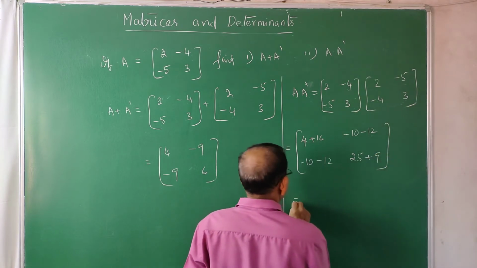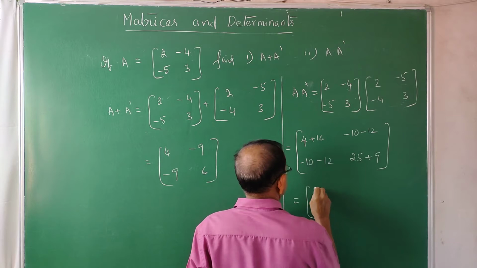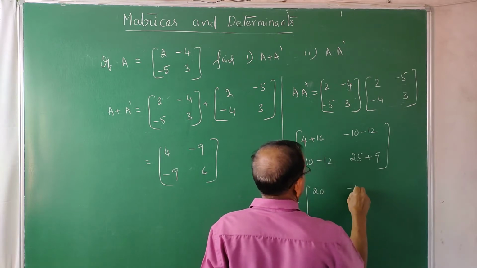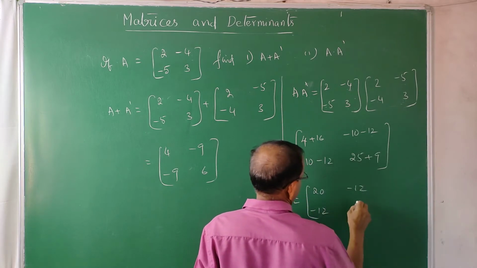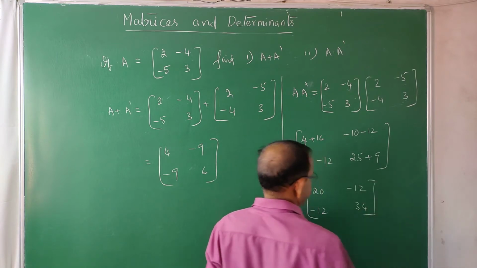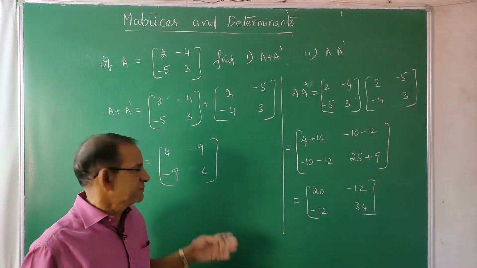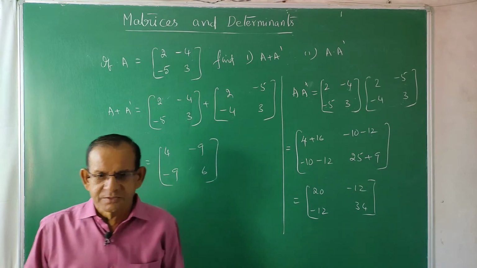So this is equal to 4 plus 16, 20. This is minus 12, and this is 34. So this is A into A transpose. This is A plus A transpose.